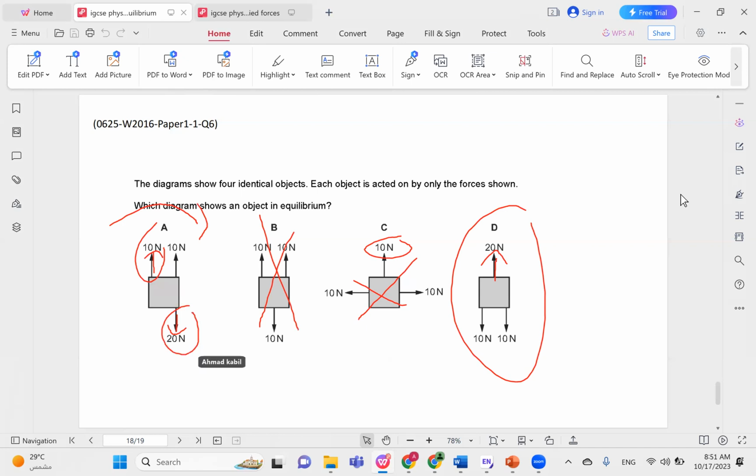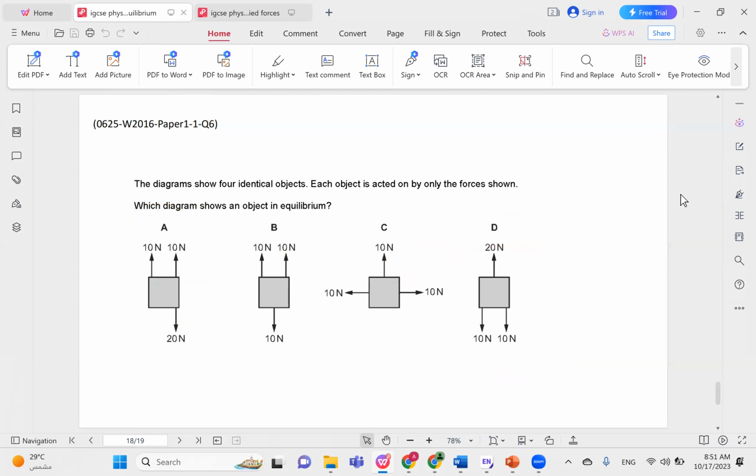They will work together to form a clockwise moment that is much stronger than the anti-clockwise moment produced by the other 10 newtons. However, for D, the 20 does not contribute to moments at all because it's in the middle, and you have 10 clockwise and 10 anti-clockwise, so it balances out. Again, like we said, intuitively, this is the one that is most balanced in all of the choices.